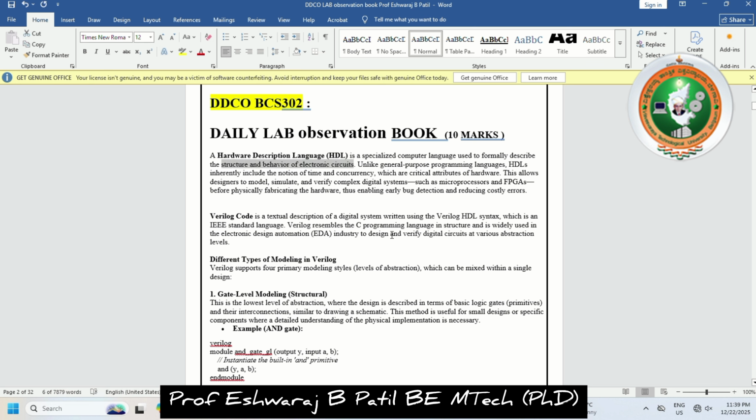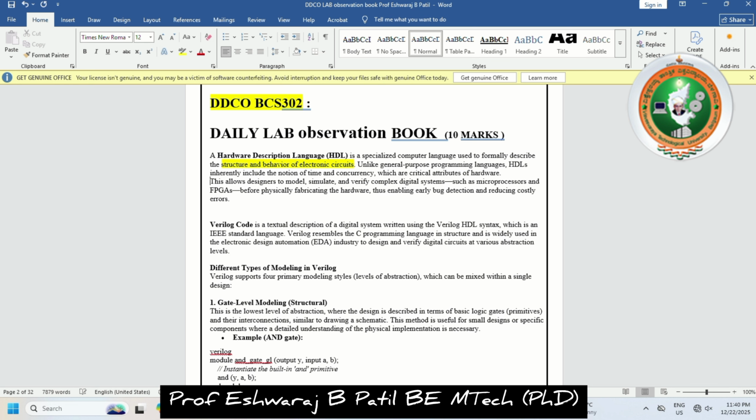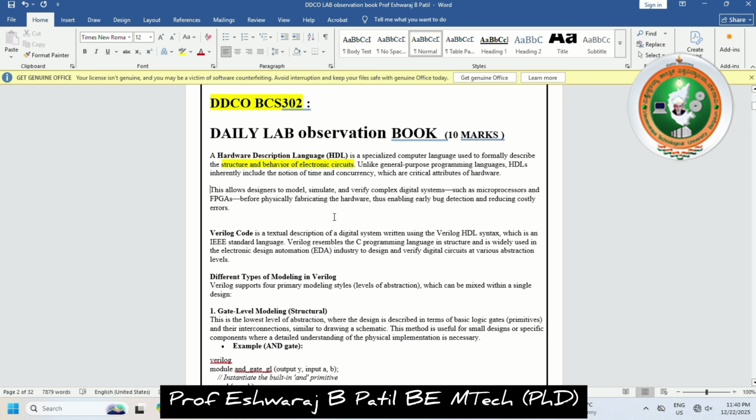Hardware description language is a specialized computer language used to formally describe the complete structure and behavior of an electronic circuit. What is that? Structure and behavior of the electronic circuit. Unlike general purpose programming languages, HDL inherently includes the notion of time and also concurrency, which are critical attributes of hardware. This is very important.